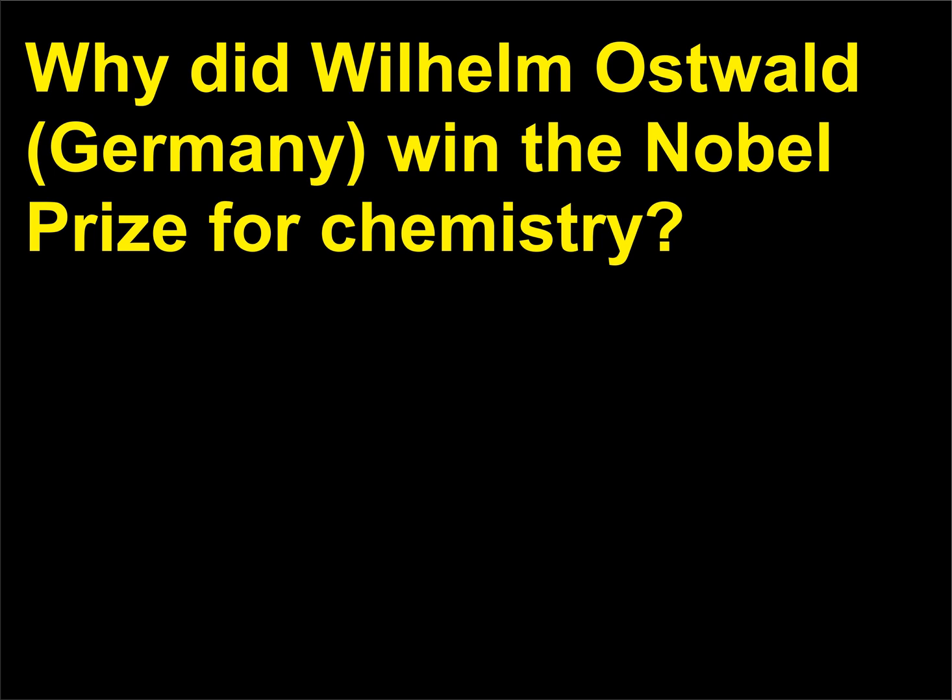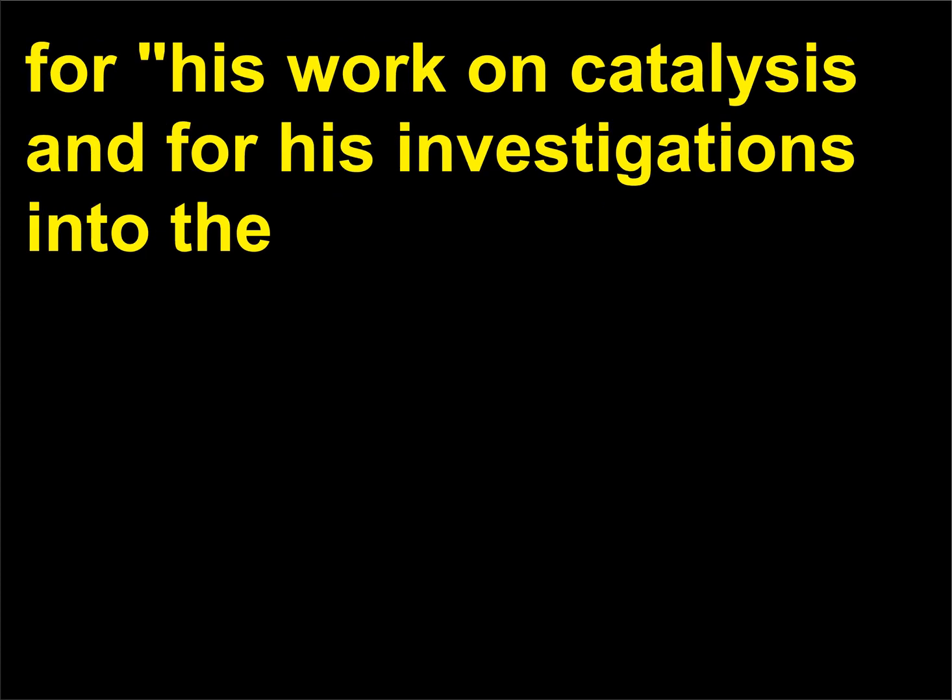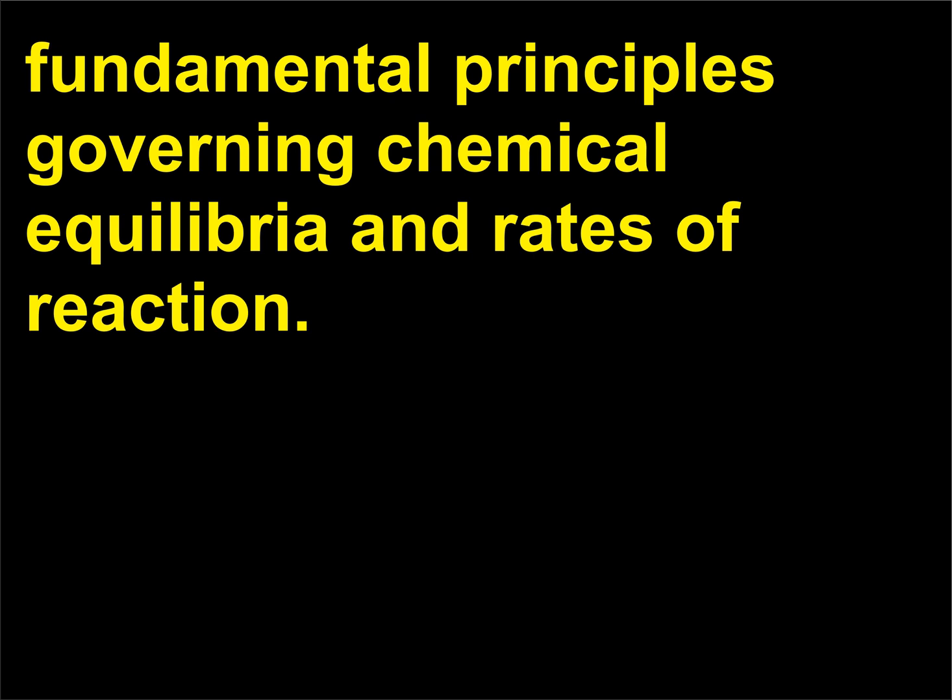Why did Wilhelm Ostwald, Germany, win the Nobel Prize for Chemistry? For his work on catalysis and for his investigations into the fundamental principles governing chemical equilibria and rates of reaction.